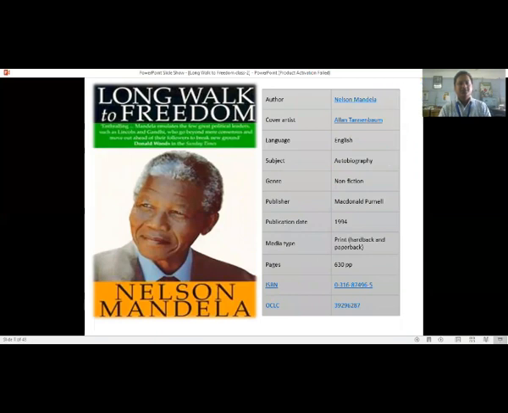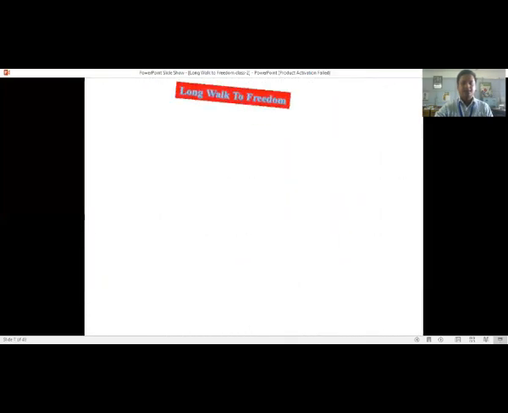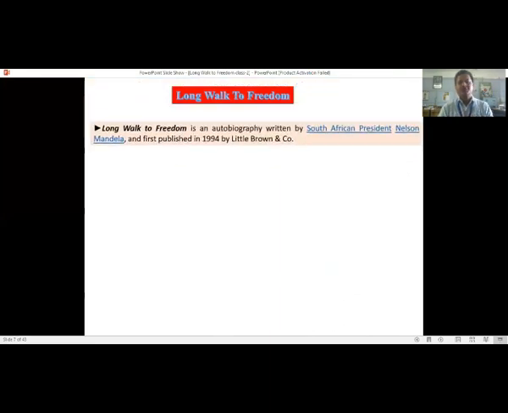Dear students, you can see the cover page of the book, Long Walk to Freedom, when it was first published in 1994. At a glance, we will know about the book. Author, Nelson Mandela. Cover artist, Alan Tannenbaum. Language, English. Subject, autobiography. Genre, non-fiction. Publisher, MacDonald Parnell. Publication date, 1994. Long Walk to Freedom is an autobiography written by South African President Nelson Mandela and first published in 1994 by Little Brown and Company.